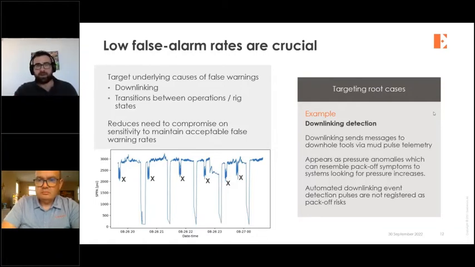Another classic area where you see sources of false alarms can be the transitions between different operations, or rig states, that a team is working with. I mentioned earlier that automatic rig state detection is really useful. If you have this, then these transition states no longer become a problem. Through that, we've had really good experience with dropping down the number of these false warnings, while still maintaining the ability to catch all of the risk factors as they develop.